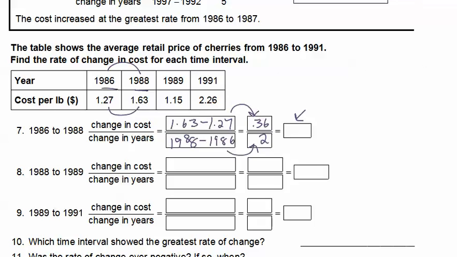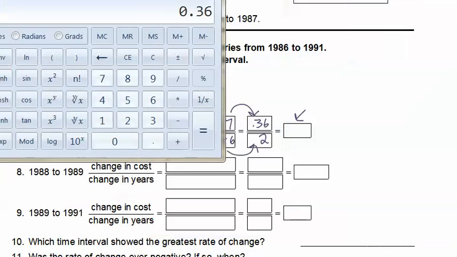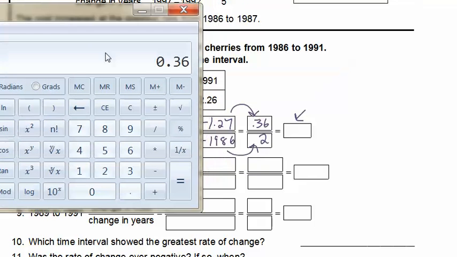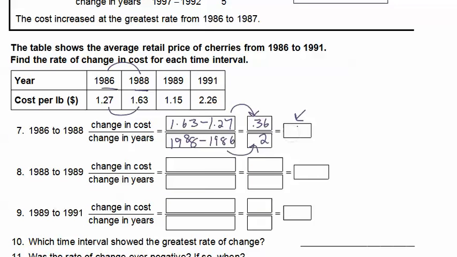So now for that last box, remember I said now you're going to divide. So you're going to take 0.36, which is still on my calculator, divide by 2. And this gives me how much rate of change. It was 0.18. That is per year now. So that means that it has changed 18 cents per year. This is cherries, so 18 cents per year for that period of time.